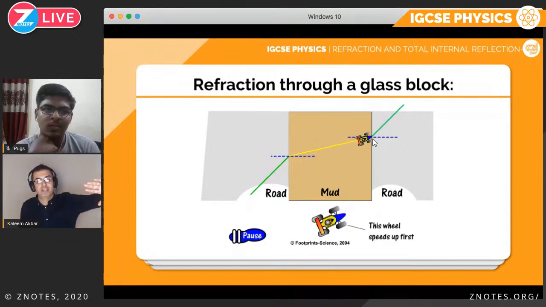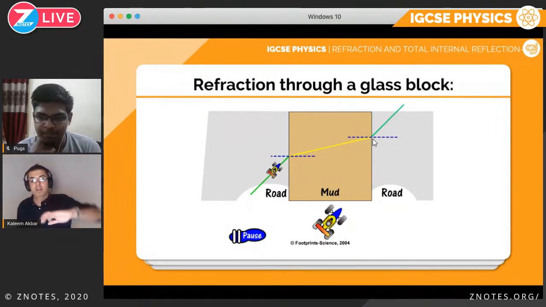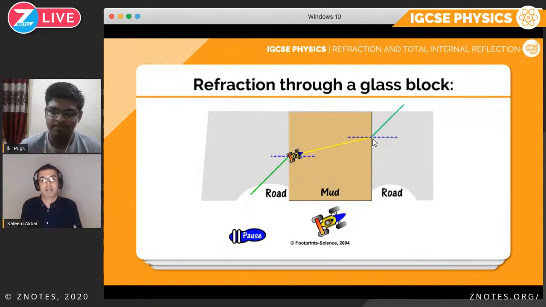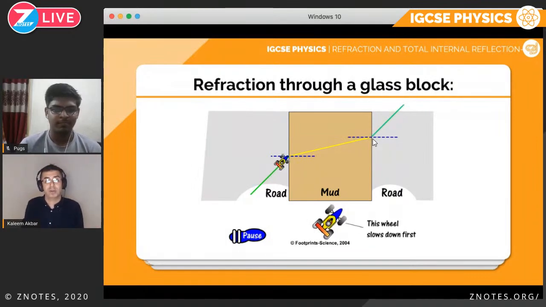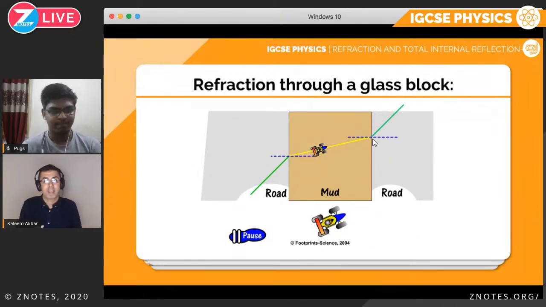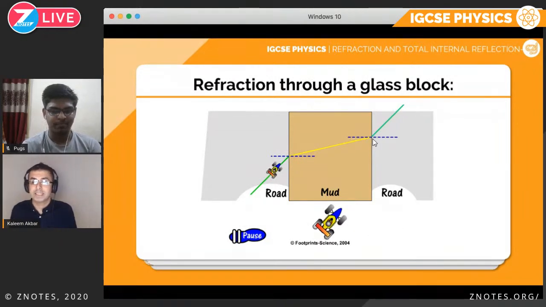Now, if you imagine the car going directly at the mud, then both wheels would hit the mud at the same time at the front, which means it would slow down equally, which means it just passes straight through. But when you hit at an angle, there's always this change in direction. Guys, I hope that makes sense.